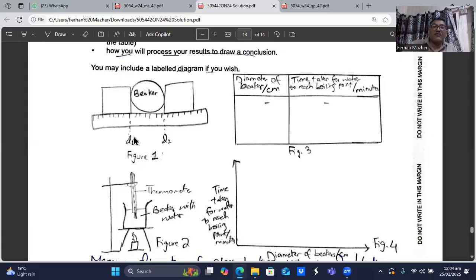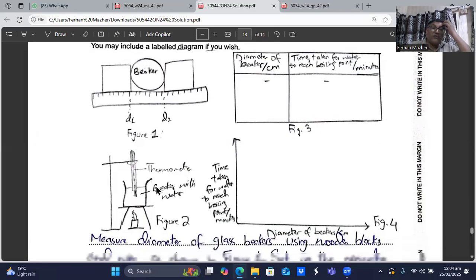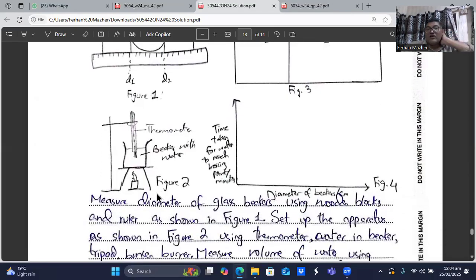with the help of a scale, tell what is the diameter of the beaker. So in this table, I'm going to note down the diameter of the beakers and the time taken for the water to reach the boiling point. So we are going to use a stopwatch, and this is how we have a tripod stand. On that we will place a gauze. On that we will put that beaker. This is the Bunsen burner.